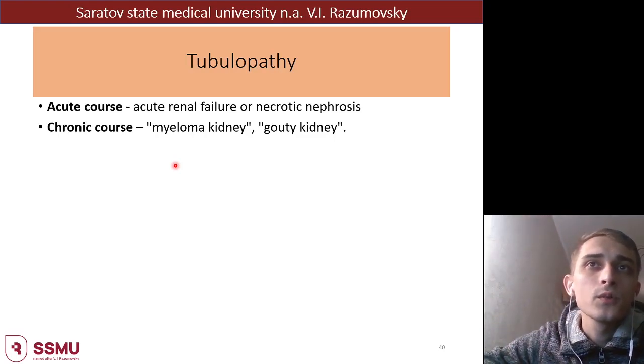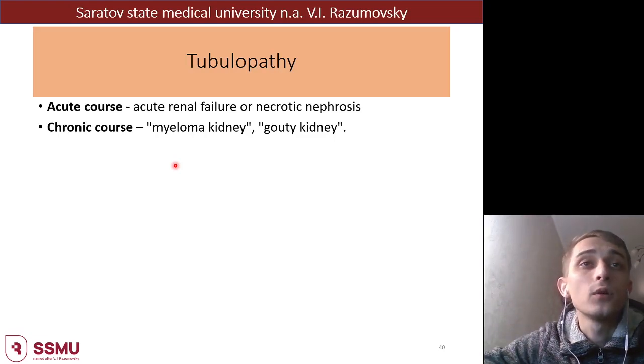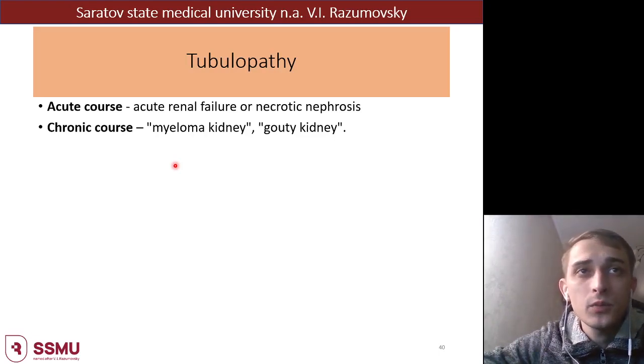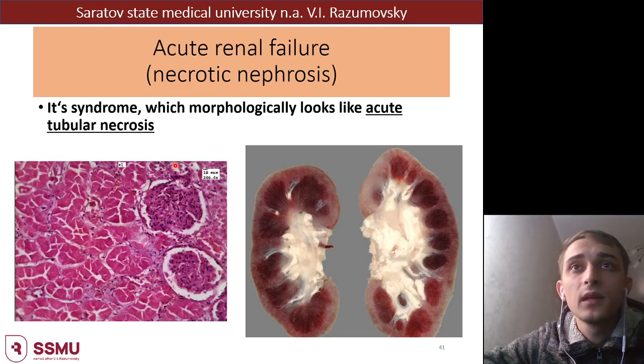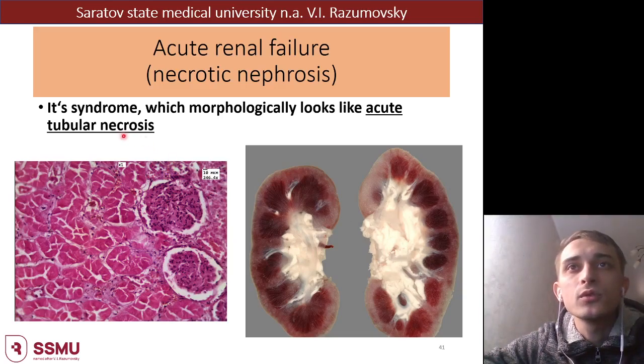Chronic course will be associated with myeloma kidney and Gouty kidney, and it's typical for really difficult chronic diseases like myeloma and gout. And in our department, we only should know that they exist. Acute renal failure is the most important for us, and it's a syndrome which morphologically looks like acute tubular necrosis.